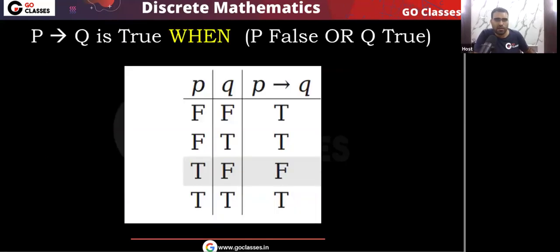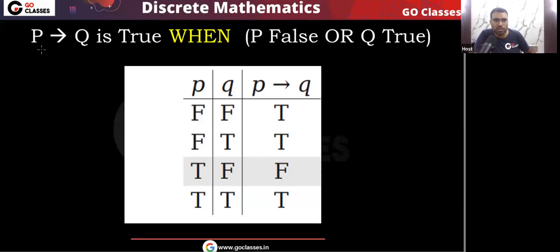Very simple. Now let's move on. Let's see this statement: P implies Q is true when P is false or Q is true. Read this statement. I am saying P implies Q is true when P is false or Q is true. Is this correct? Yes.